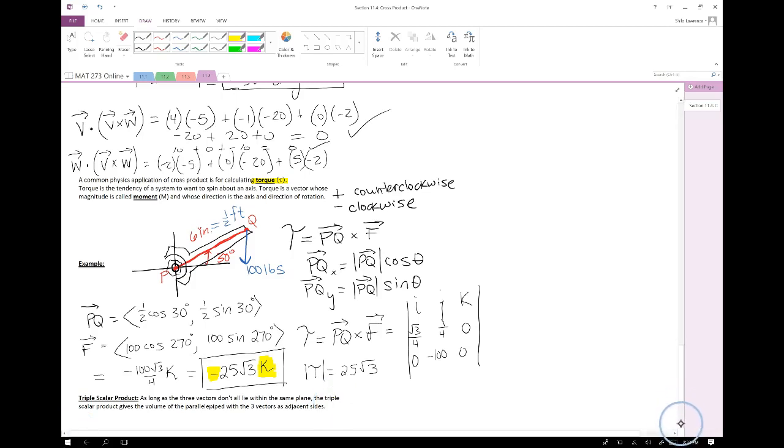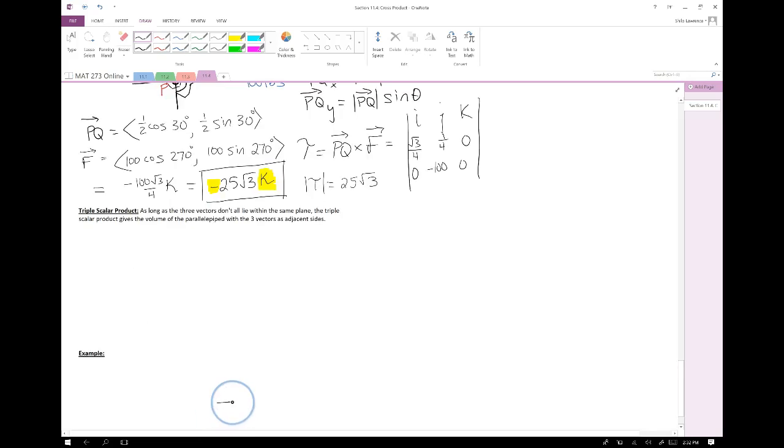The last thing in this section, we are going to talk about the triple scalar product. The triple scalar product we had up in our algebraic formulas earlier, but now we're going to talk about actually how to calculate it and what it's used for. So as long as the three vectors that we're using don't all lie within the same plane, then the triple scalar product is going to give us the volume of the parallelepiped that has the three given vectors as adjacent sides. And a parallelepiped is a three-dimensional parallelogram.